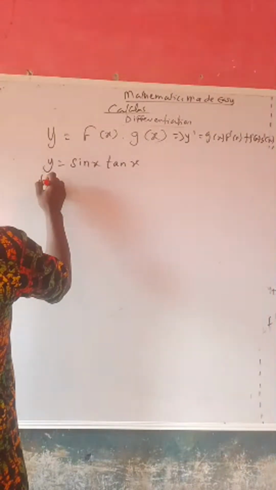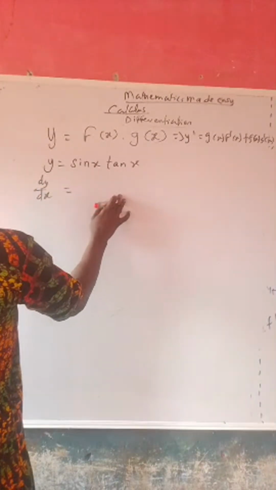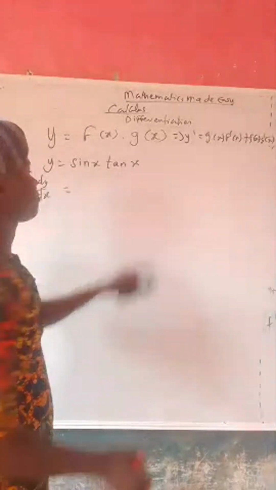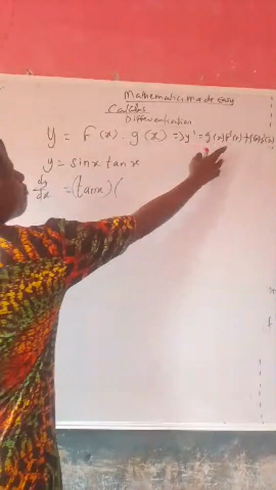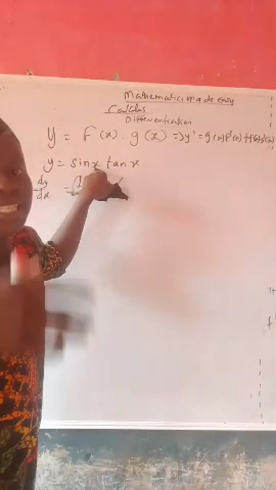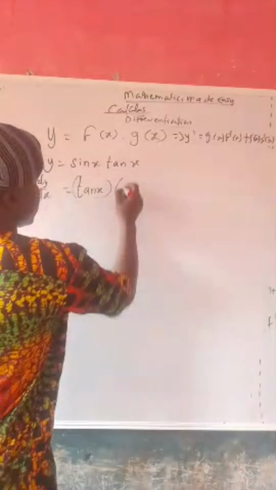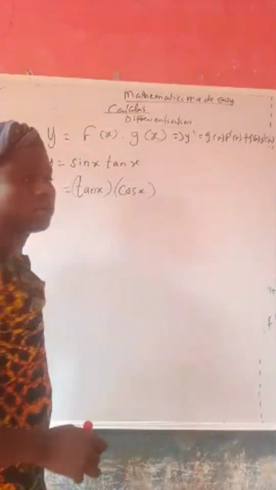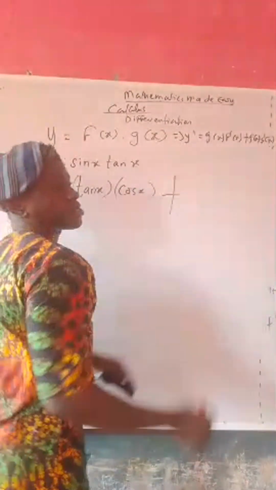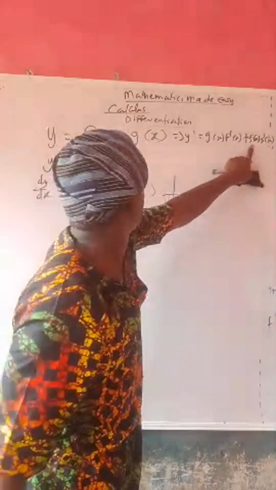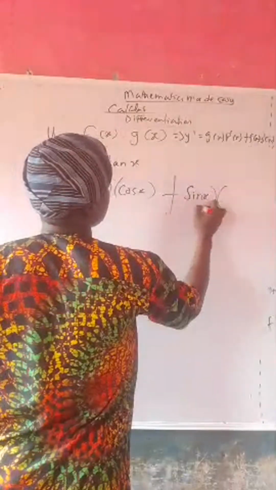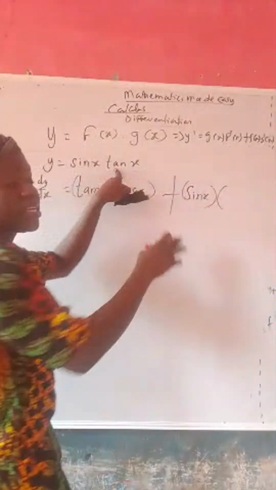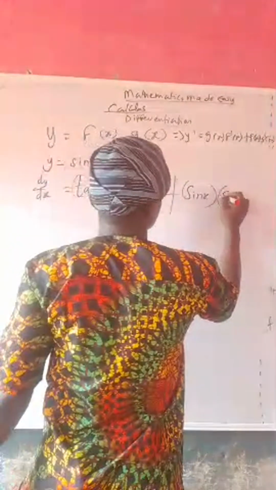So your dy dx will be equal to what? Now g of x, which is tan x, multiplied by f prime of x. That is, if you differentiate sine x, what are you going to get? You're going to get cos x. Okay? Then plus f of x, which is what? Sine x, multiplied by g prime of x. That is, if you differentiate tan x, what are you going to get? You get sec squared x.